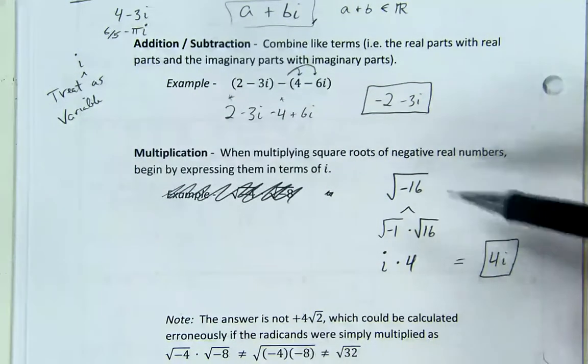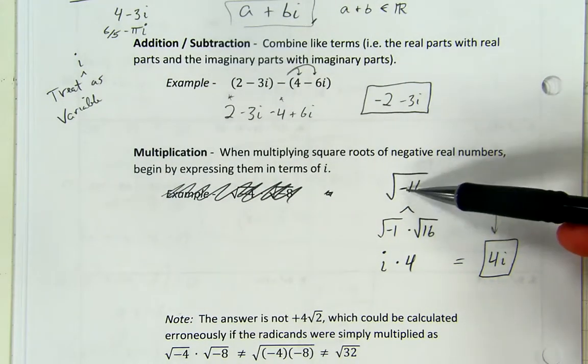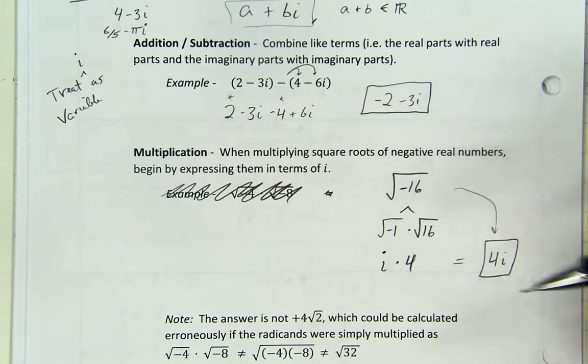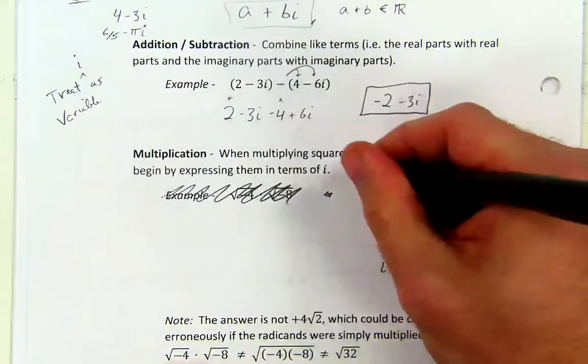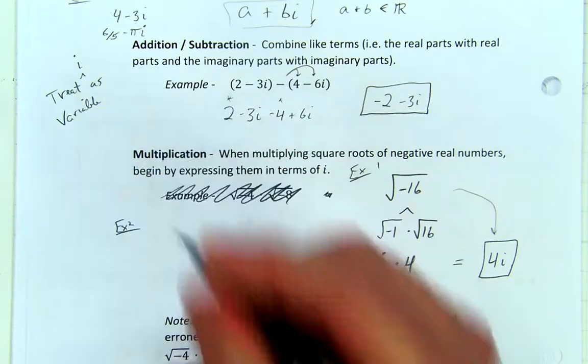So basically, if you want to go the shortcut way, from here straight to here, the negative pulls out to be i, and for the square root, you just take the square root of the number there, and you get whatever that square is. All right, let's do another example where it may not be nearly as friendly. So there's example 1. Here's example 2.